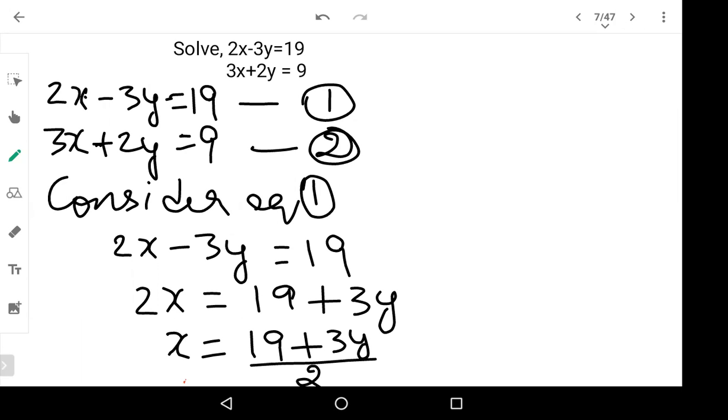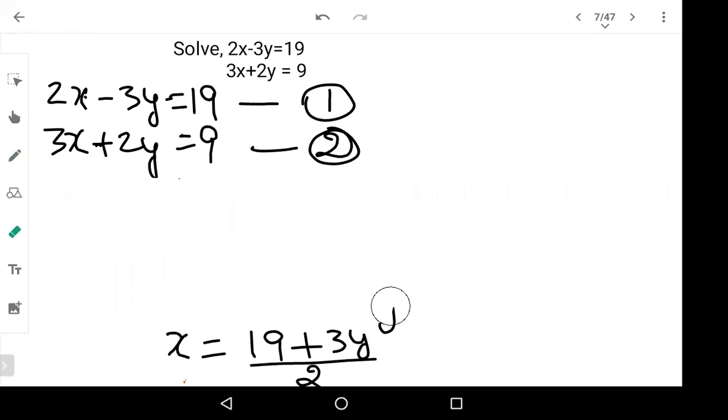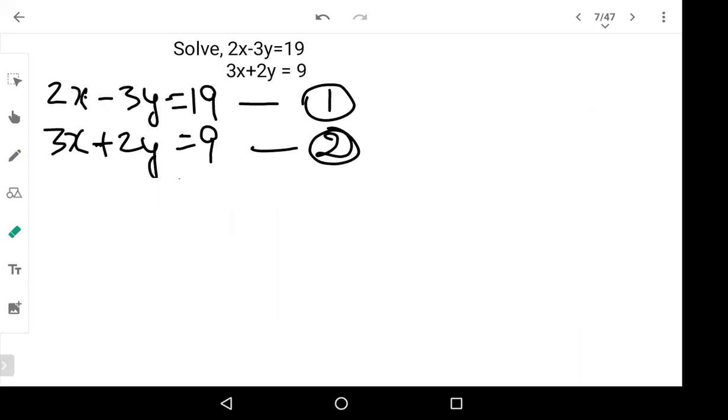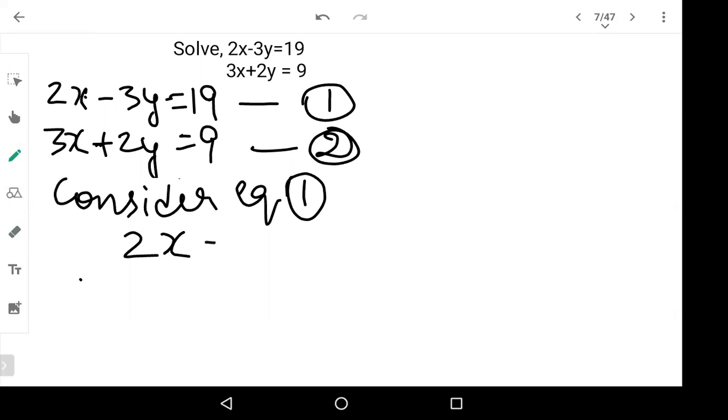Here we started with this. So let us resolve this once again so that it will be easy for you to understand in one flow. The first equation is 2x minus 3y is equal to 19, and 3x plus 2y is equal to 9 is the second equation. Now here we are supposed to consider equation 1, that is 2x minus 3y is equal to 19.